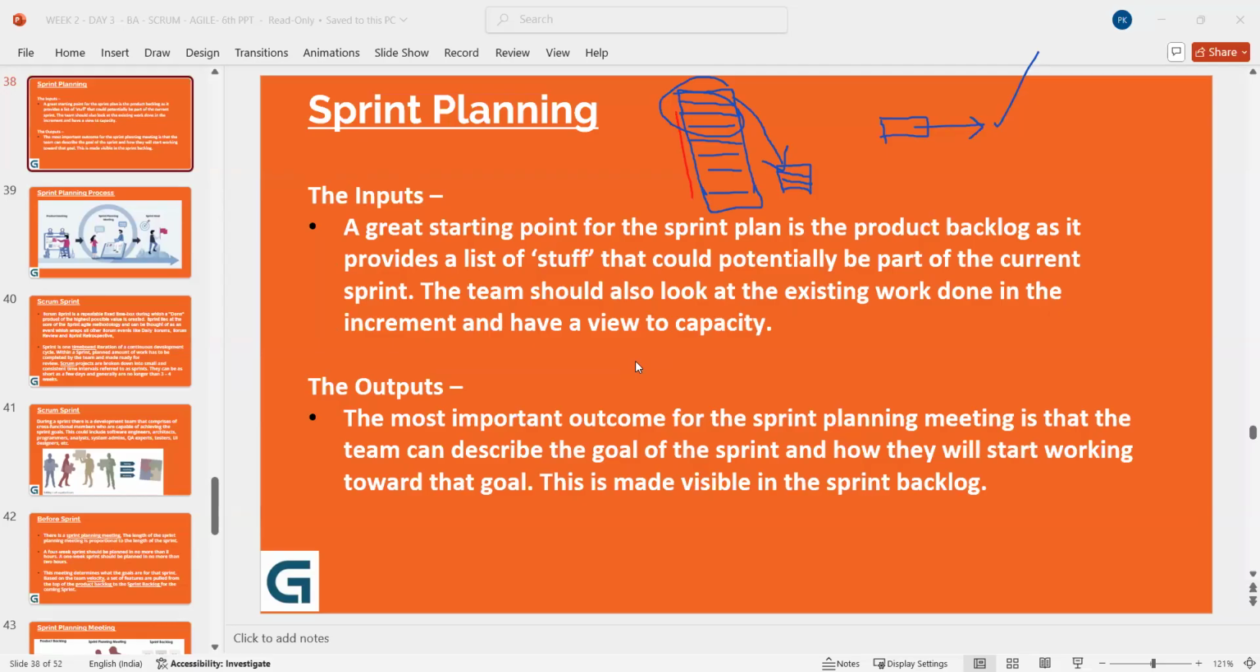Now, very simple, straightforward. What are the outputs? Can I request someone to read it out, please? Go ahead. The most important outcome for the sprint planning meeting is that the team can describe the goal of the sprint and how they will start working towards the goal. This is made visible in the sprint backlog.